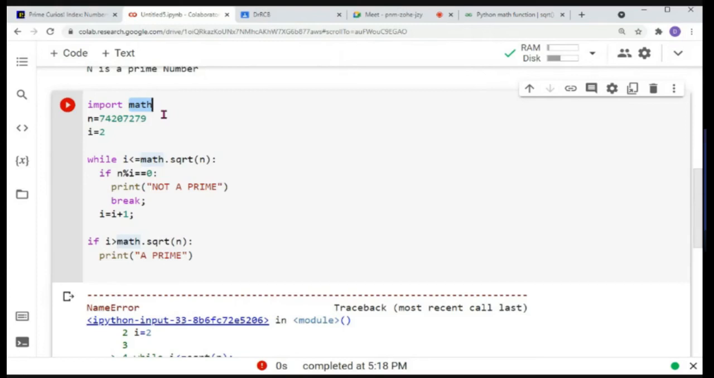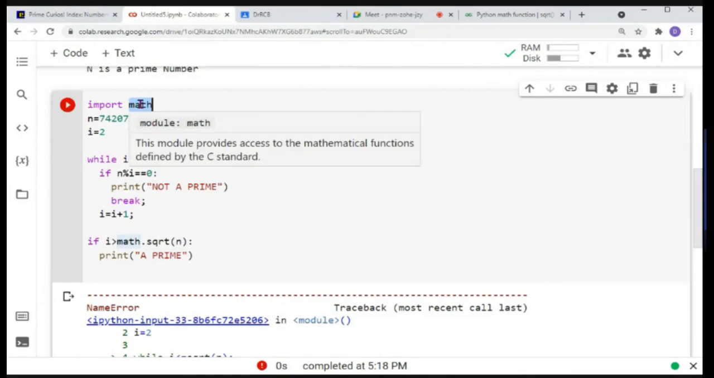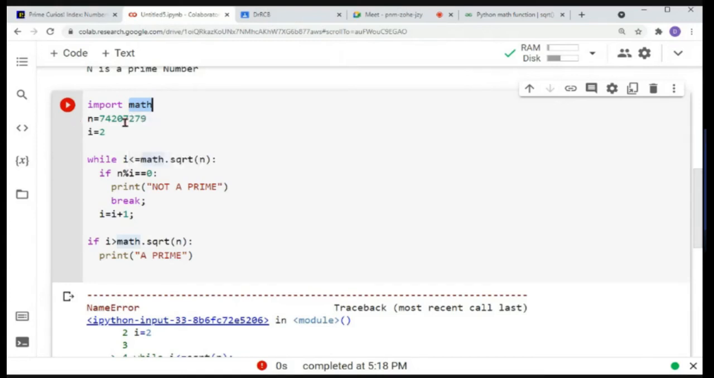pre-written code. I'm connecting some pre-written code with my program, and all those pre-written codes are there in this library. You can think of it like a math library. Math is a library where some functions or codes have already been written by people. So we're connecting our program to that library, and from that library we are using this function square root, which gives us the square root of a number.